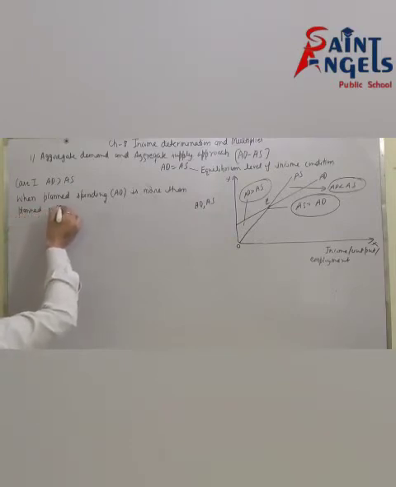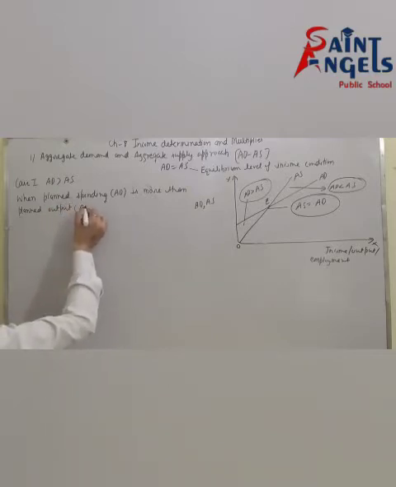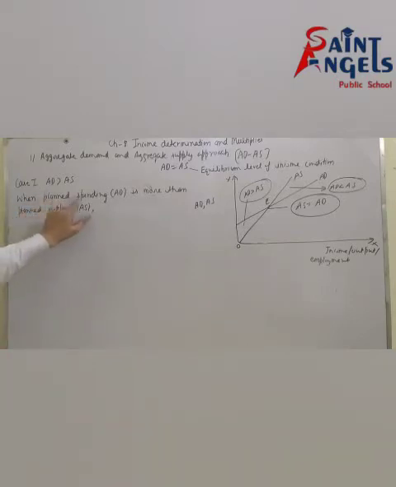Planned output means AS. So I hope this is clear. When planned spending is more than planned output, it means AD is greater than AS.